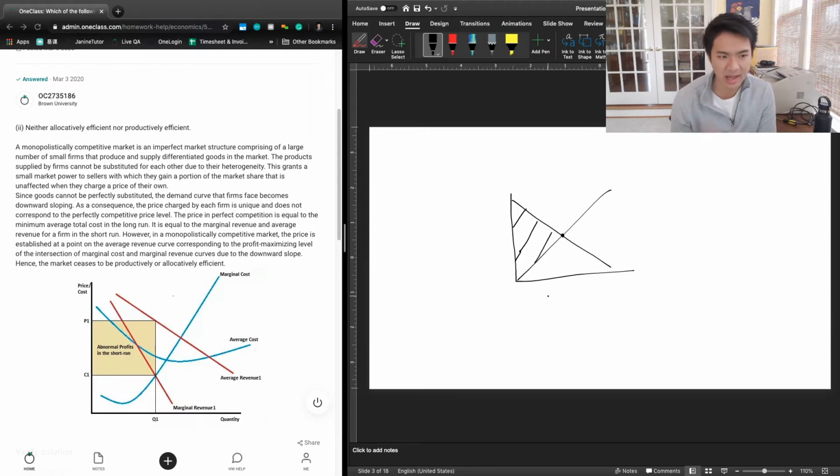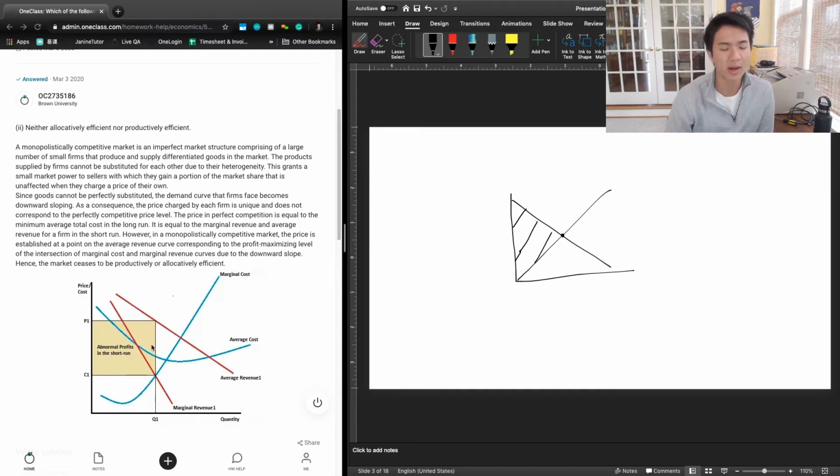Okay, so we know it's not allocatively efficient, but what about productive efficiency? Productive efficiency essentially says that we should be producing at a point in which costs are minimized, basically where the average cost is lowest. In a regular market, we would have a production point at the minimum level of average cost, and we can see that's around here. But we are not at this point where average cost is minimized. We are at another point over here where average cost is relatively low, but is not at the minimum point.